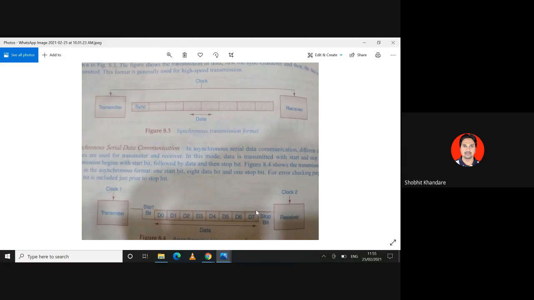Any questions you have related with this? Yes, sir. हाँ बोलो. So what is the significance of the start and stop bit? Like, why doesn't it begin with D0 and directly end at D7?